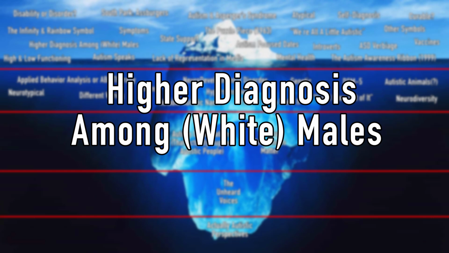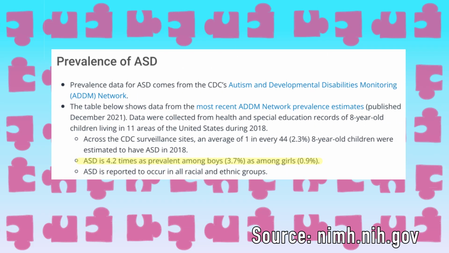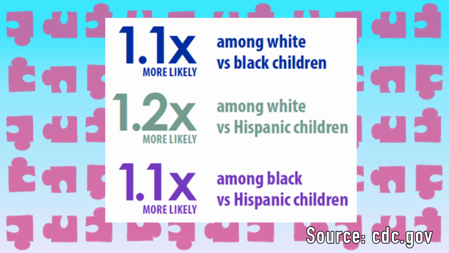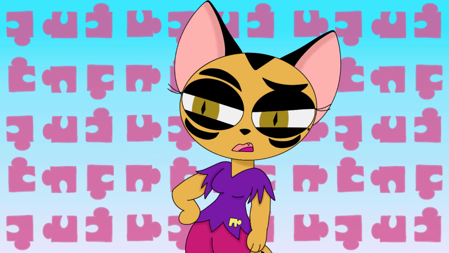Higher diagnosis among white males. For studies done in the United States, ASD is 4.2 times more likely to be diagnosed among people assigned male at birth, being 3.7%, than people assigned female at birth, being 0.9%, as well as a higher diagnosis within white communities compared to communities of color. Why, you might ask? Short answer is misogyny and racism.